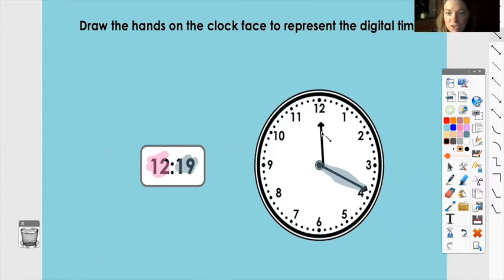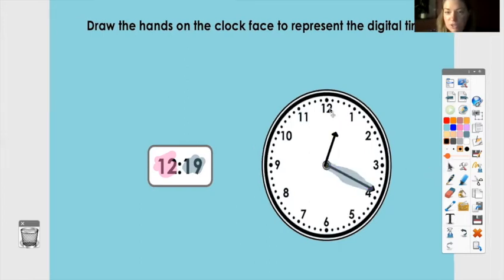I'm going to make it my short hour hand, but then I'm going to point it between 12 and 1. Okay. So now it's between 12 and 1 because I've gone 20 minutes past the hour. It's a lot shorter. I can definitely tell the difference between the two hands. I've got my 12 hour and my 19 minutes.